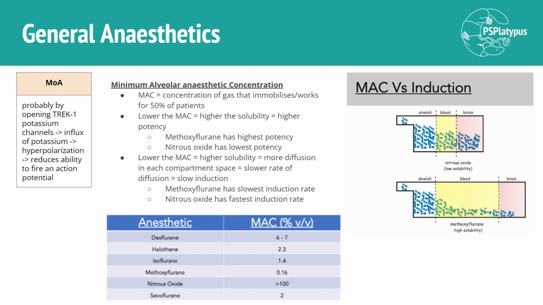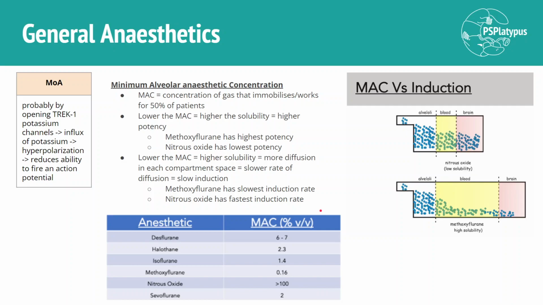The lower the MAC, the higher the potency. It kind of makes sense that if you only require less gas, that means that the gas is more effective or more potent. This means that it has higher solubility. Here's a table of different anesthetics and the corresponding MAC, and methoxyfluorine has the highest potency, nitrous oxide has the lowest potency because it has the highest MAC, because it requires the most concentration. Lower the concentration, higher the solubility also means that there's more diffusion occurring in each compartment space.